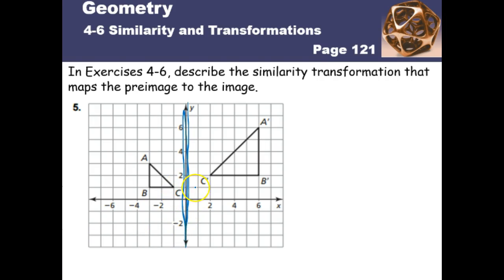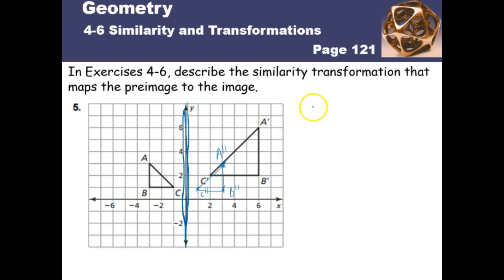C is 1 away, so C double prime is going to be 1 away on the other side. A is 3 away, 1, 2, 3. And A double prime is going to be 1, 2, 3 on the other side. And I'm calling these double prime again because these are already primes. And then B double prime is 3 away, so 3 on this side. So now I have the reflection, so now it's shaped the right way.